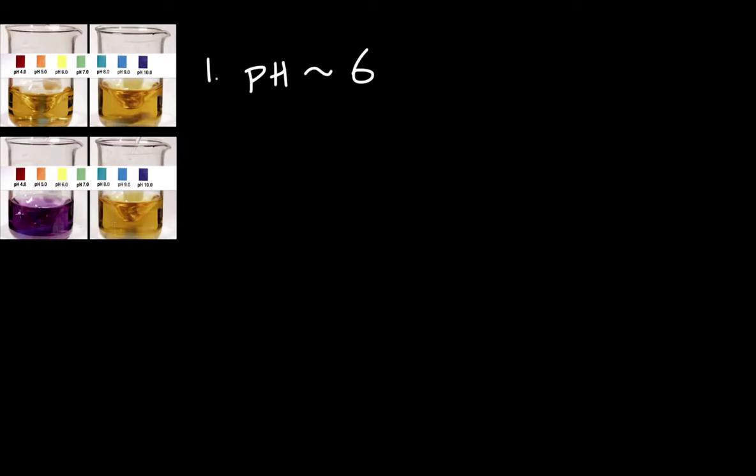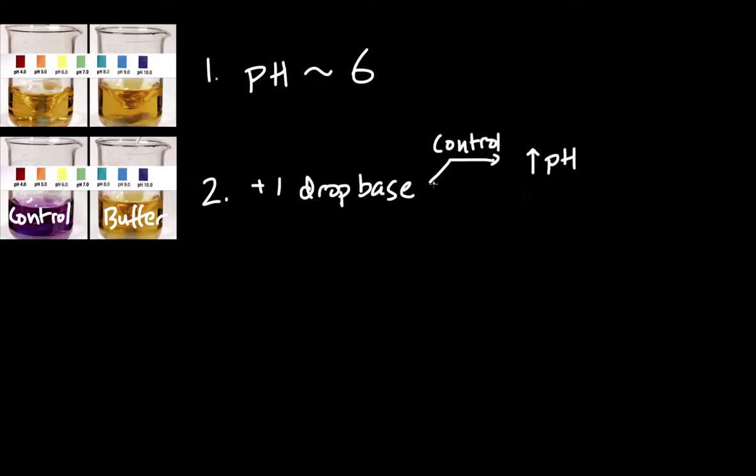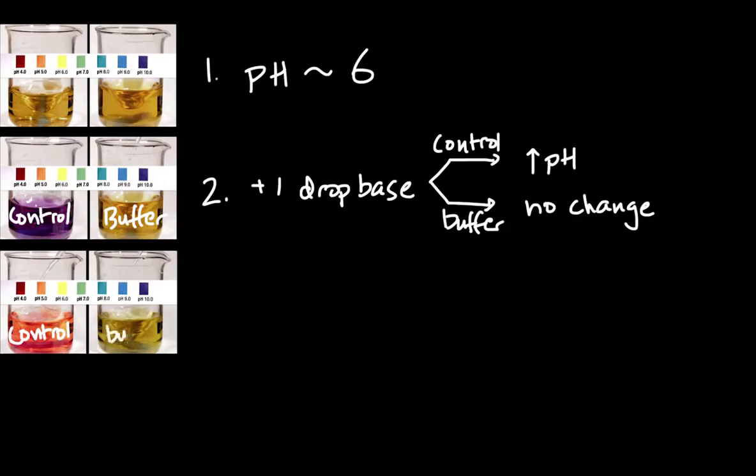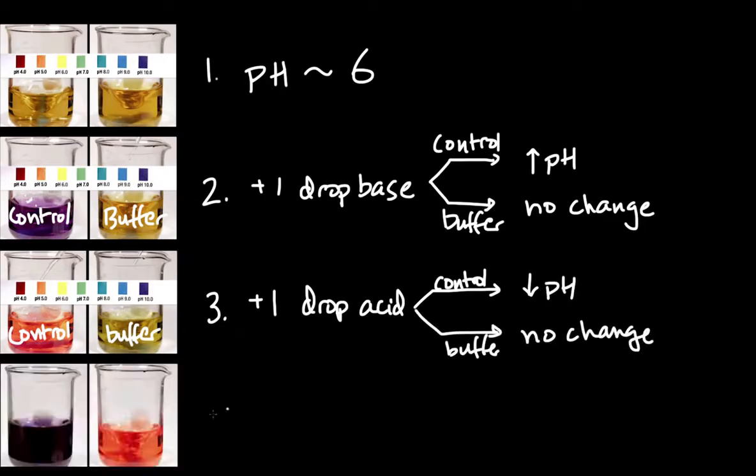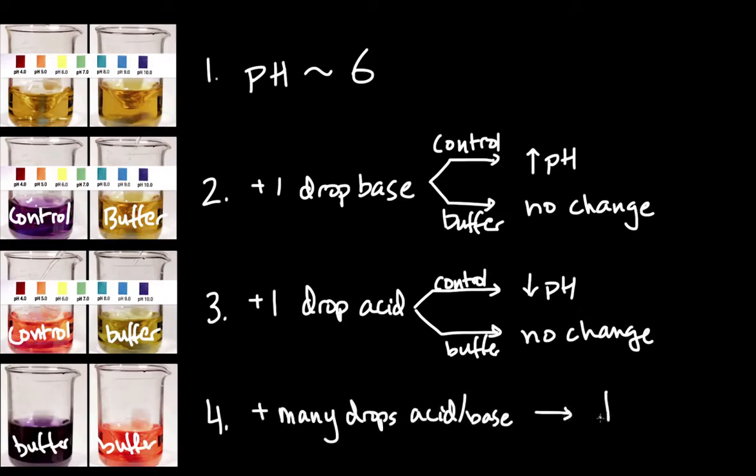1. The starting pH was around 6. 2. When we added one drop of strong base, which was enough to change the pH of our control solution, the pH of our buffer solution did not change. 3. When we added one drop of strong acid, which was enough to change the pH of our control solution, the pH of our buffer solution didn't change either. And finally, 4. Eventually, after addition of much more strong acid or strong base, the pH of our buffer solution did change.